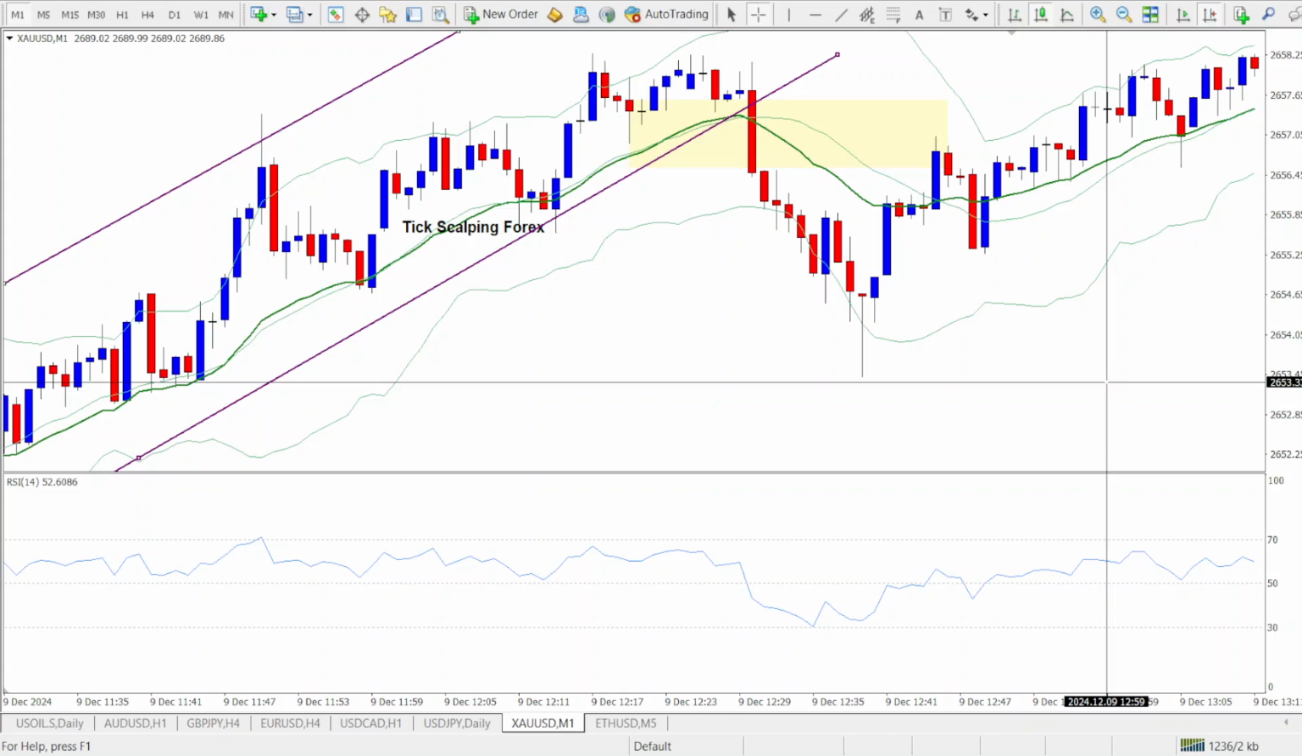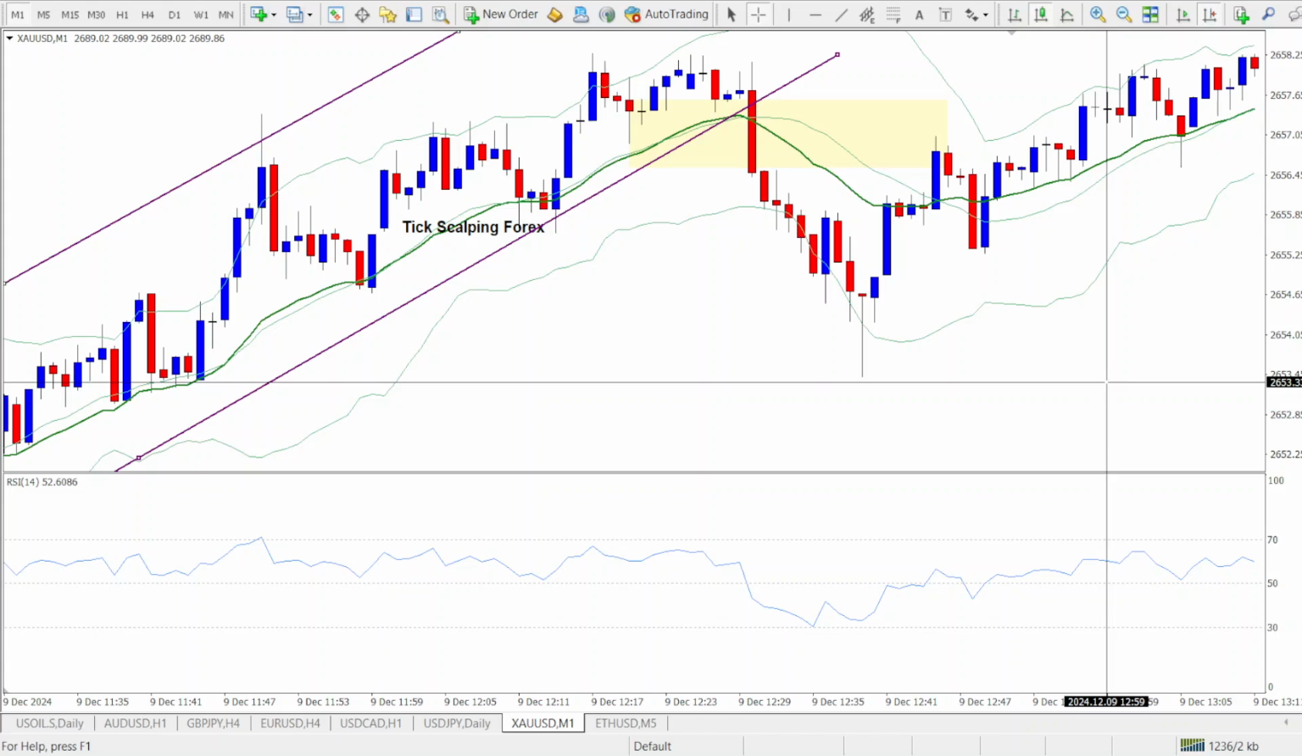Now here are some pro tips to help you master tick scalping. First, you need to start small. Begin with a demo account or small lot sizes until you are confident in your strategy. Now secondly, you need to set clear targets. Decide on your profit targets and stop loss levels before entering any trade. A typical scalper looks for gains of just a few pips per trade.